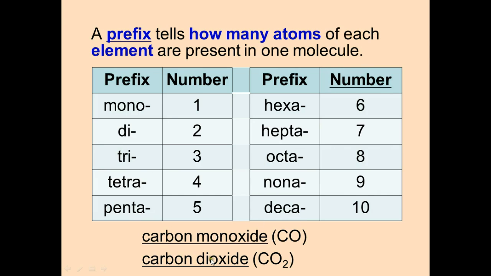And so here, bring it back to the example. Carbon monoxide, this prefix tells you the number of oxygen. And so there's 1 oxygen in carbon monoxide, and 2 in carbon dioxide. So if you look at our prefixes, mono is 1 and di is 2. So that's the difference.